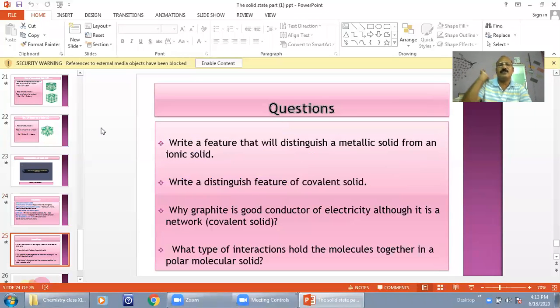Now these are the questions you can solve. First, write a feature that will distinguish a metallic solid from an ionic solid. Second, write a distinguishing feature of the covalent solid. Third, why is graphite a good conductor of electricity, although it is a network or covalent solid? Last, what type of interactions hold the molecules together in a polar molecular solid? So these are the 4 different questions that can be covered in this topic.